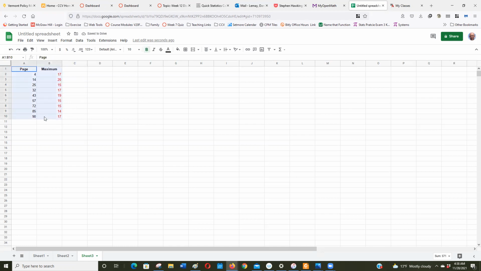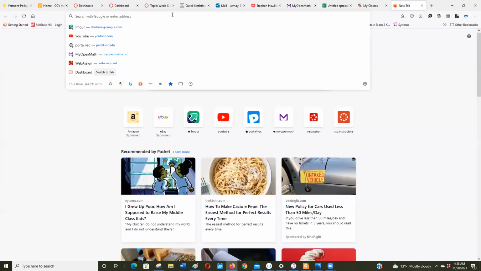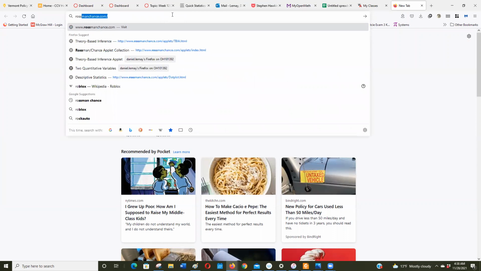We don't have to go to different calculators. So I'm going to select these just like this. It's important to paste these into a spreadsheet. It's also important, if you want the graph to have the labels, to make sure that the labels are just one word. Otherwise it wonks it out. So I'm going to select those. I'm going to go to Rossman Chance.